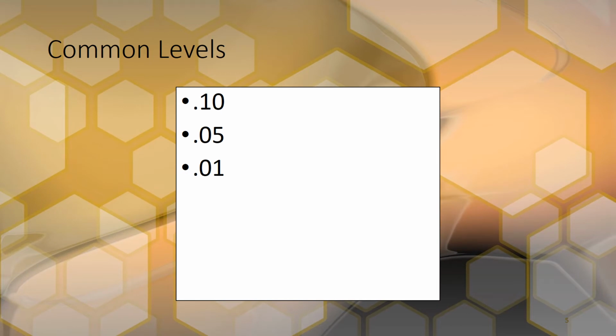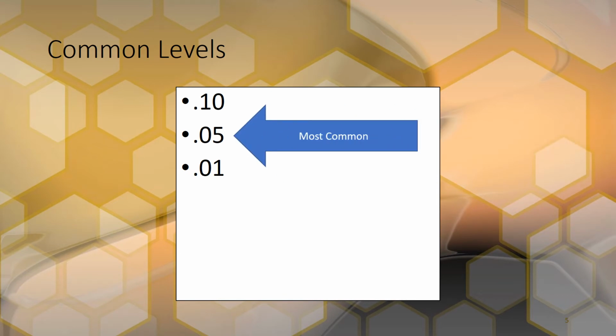Some common levels are 0.10, 0.05, and 0.01. The most common is 0.05 in psychology. In other disciplines, there are other common levels that they use. In psychology, 0.05 is the one that's used almost all the time.